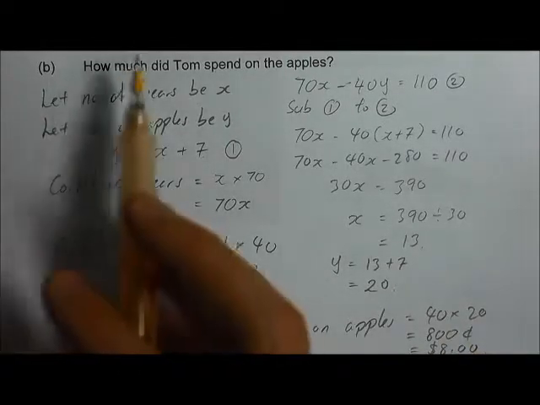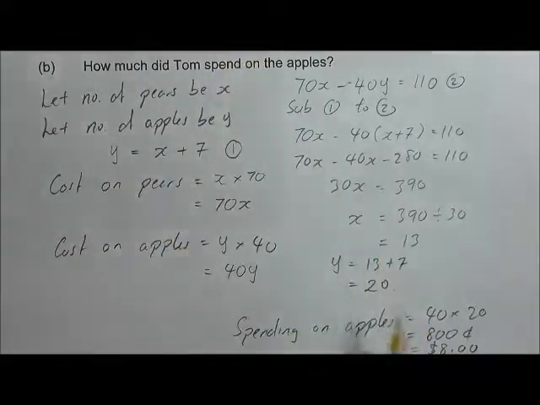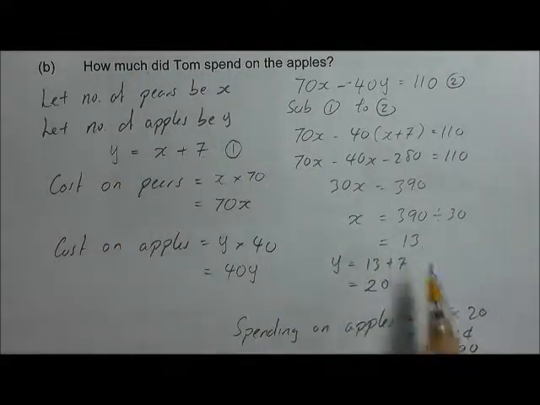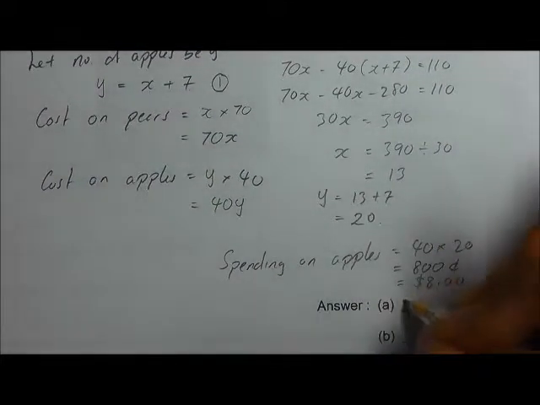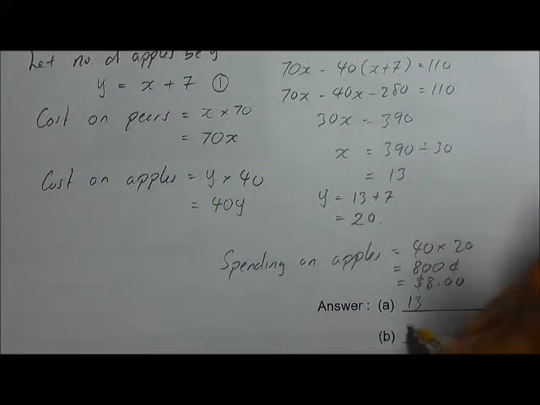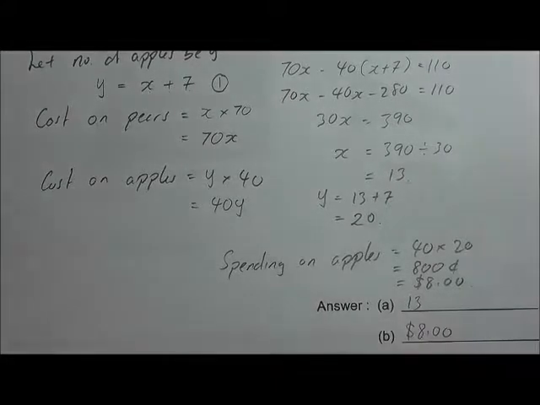Okay, so how many pears did Sally buy? That will be x, and x we found to be 13. Okay, so we can answer both part A and B. So part A will be 13, part B will be $8.